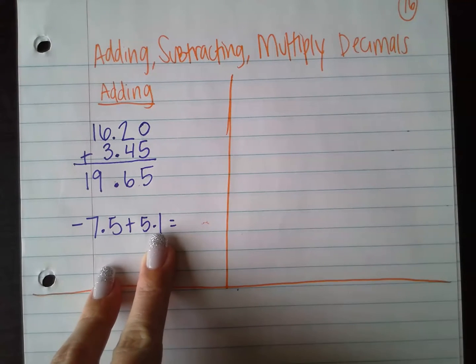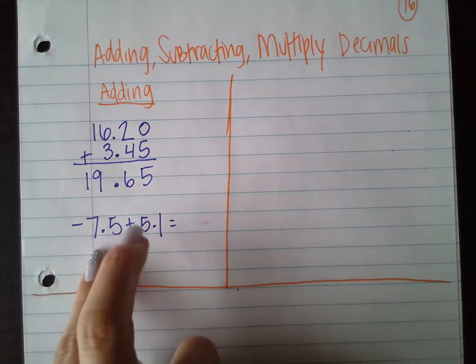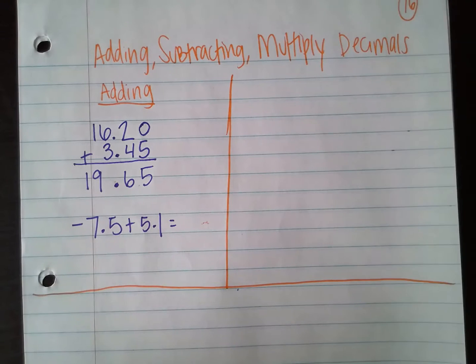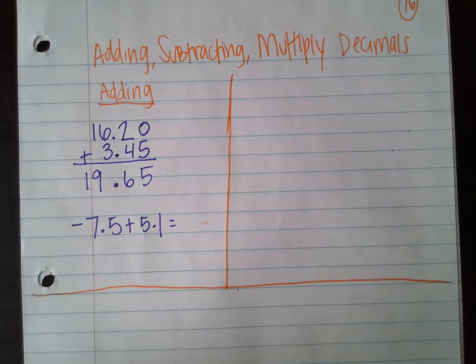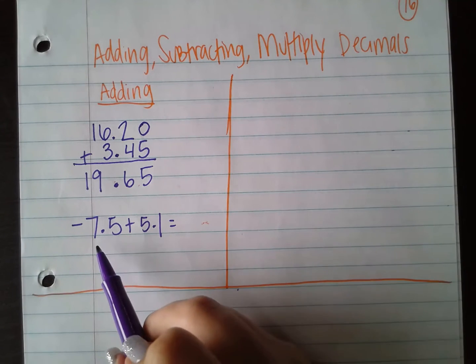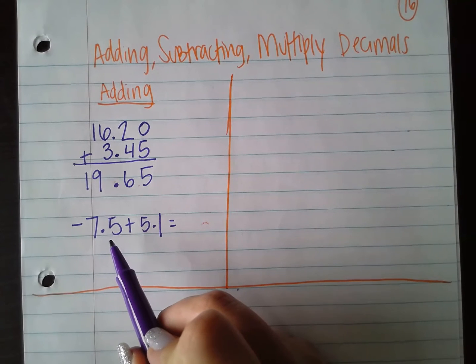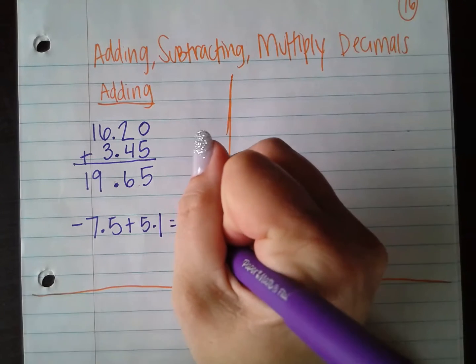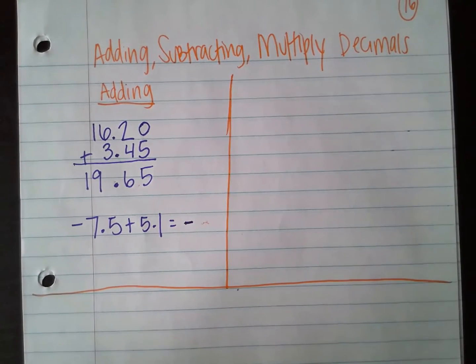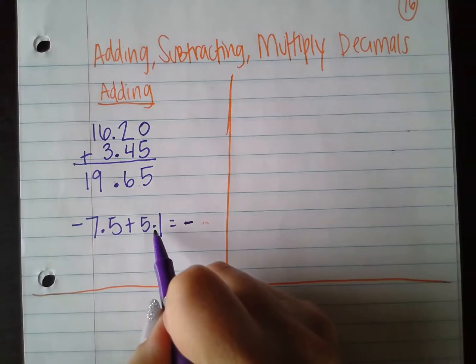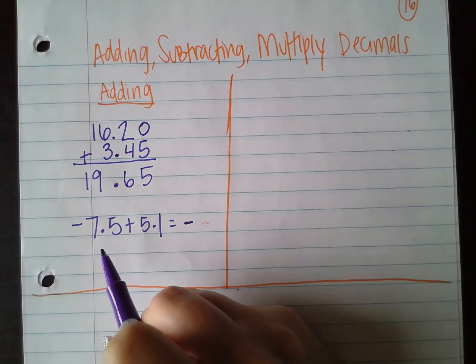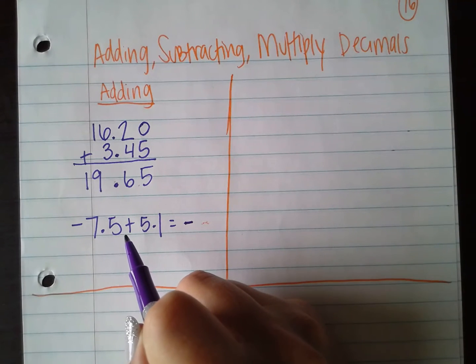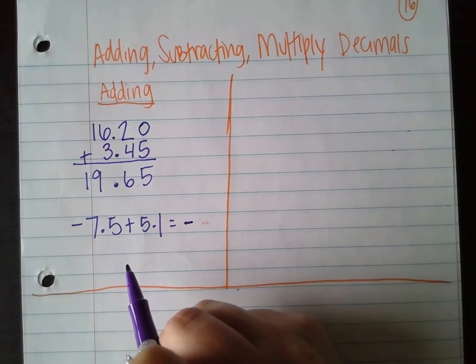Okay, so what we're going to end up doing is we're going to actually subtract these two numbers, and our answer is going to be the sign of the number with the bigger absolute value, the number that is farthest away from 0. So if we look at the two numbers that we're adding, negative 7.5 is the farthest away from 0. It has the biggest absolute value. So our answer is going to be a negative number. Okay, when I add 5.1 to negative 7.5, I'm not going to go back up above 0 and into the positives. I'm still going to be in the negatives.